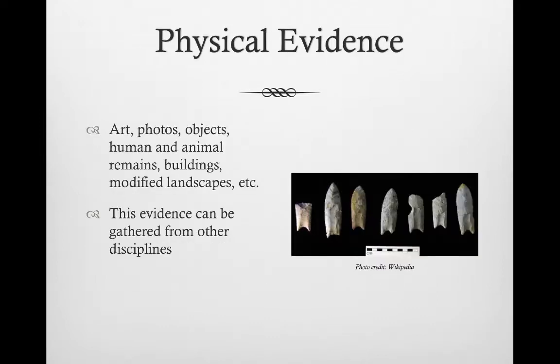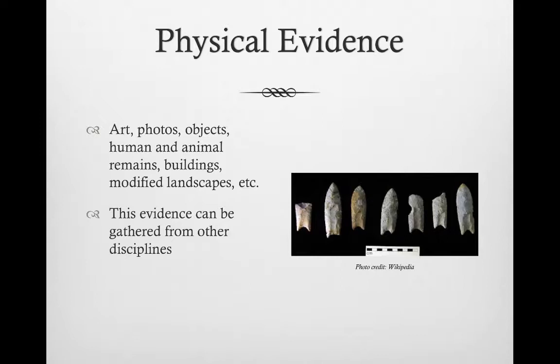Another type of evidence historians use is physical evidence. Physical evidence can be created by humans, such as art, photography, objects, and buildings. Physical evidence can also be shaped or influenced by humans, such as landscapes. Think of battlefields or archaeological sites. Human and animal remains are also helpful types of evidence.